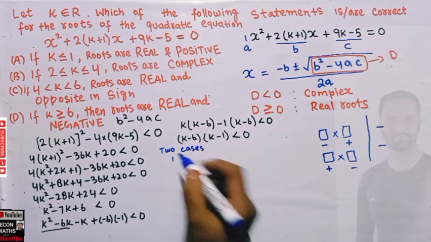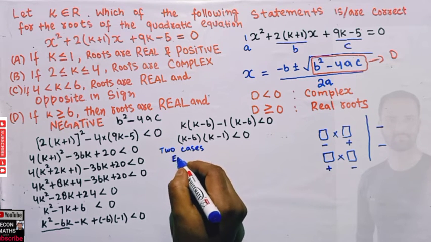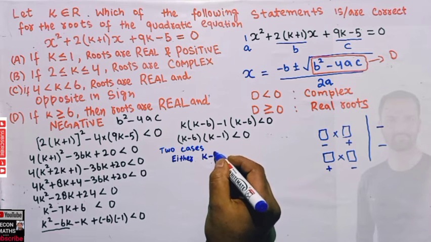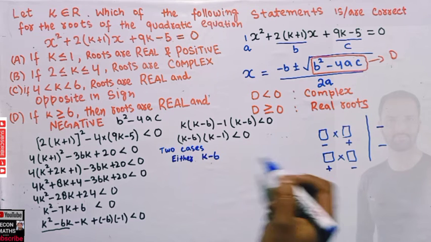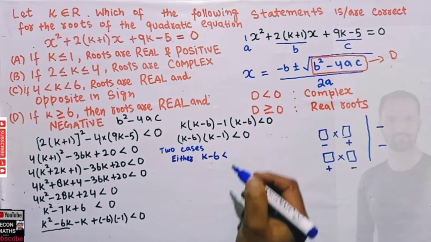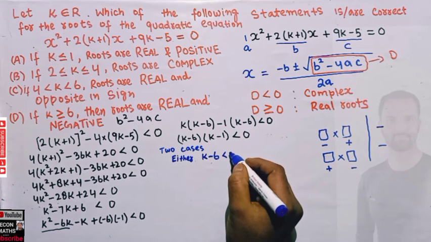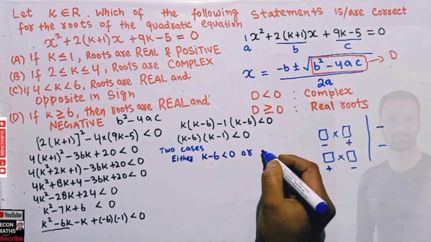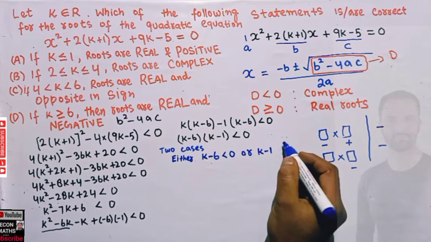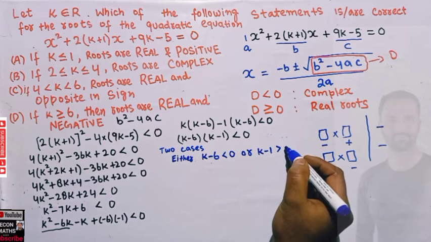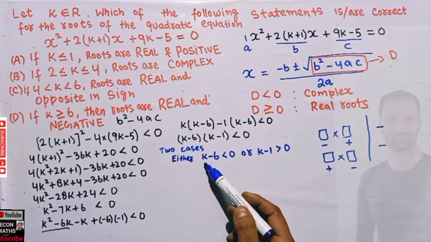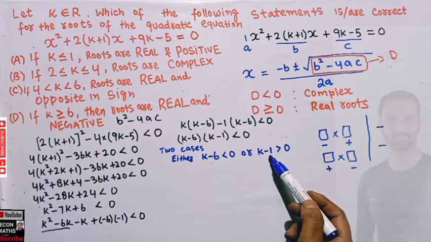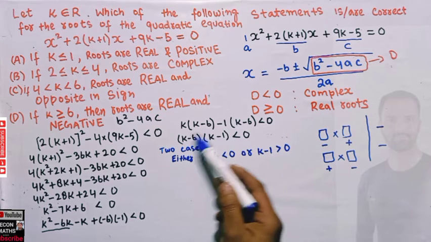Either this k minus 6, either the first term should be less than 0, or the second term, that is k minus 1, should be greater than 0. Okay, obviously either this first term is negative or the second term is positive, then we will get the whole thing less than 0.